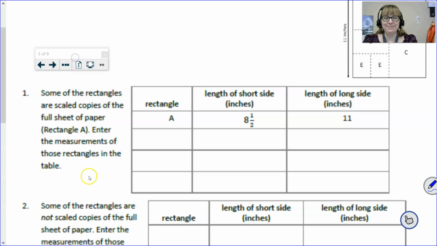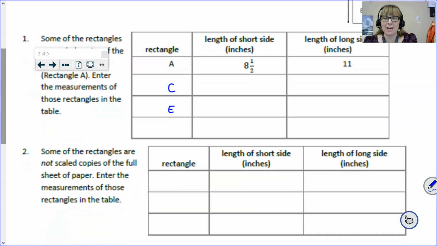Rectangle A, the ones that lined up perfectly using that eyeball trick were rectangles C and E. The ones that did not line up with A, but did line up with each other, are B and D.